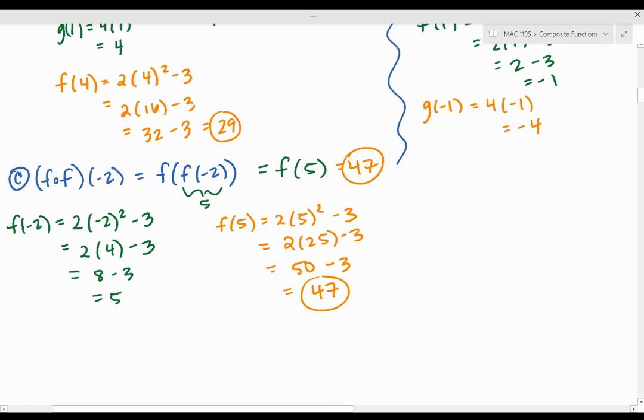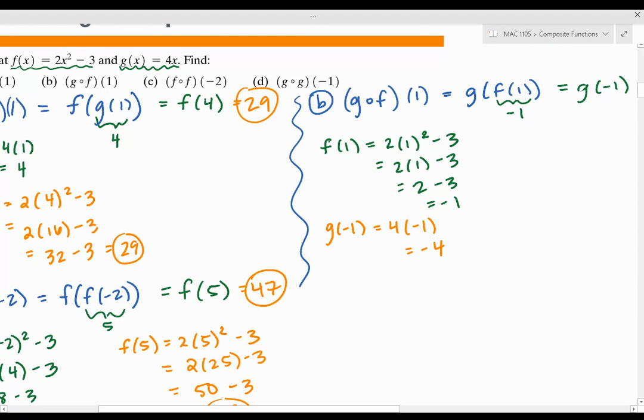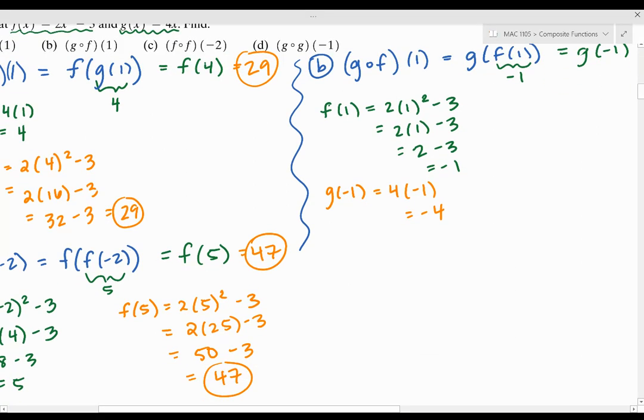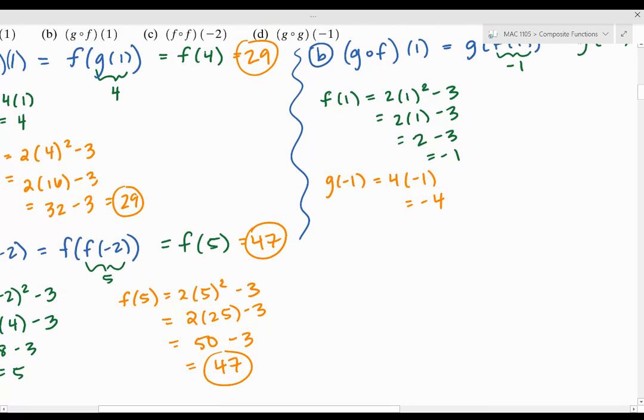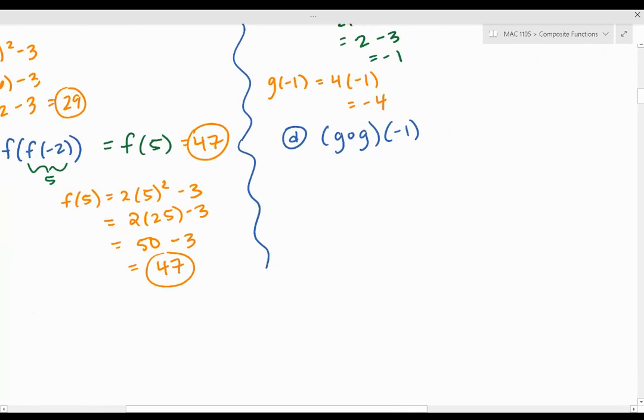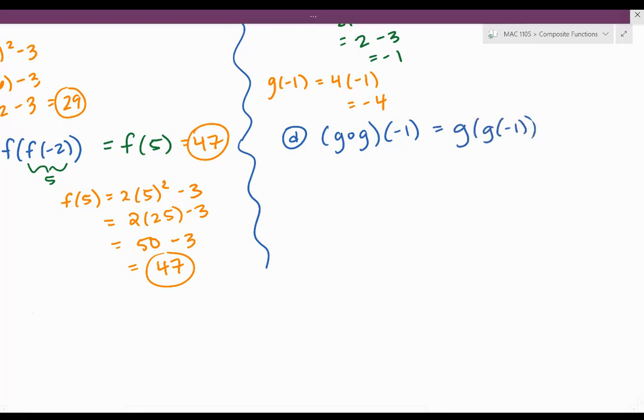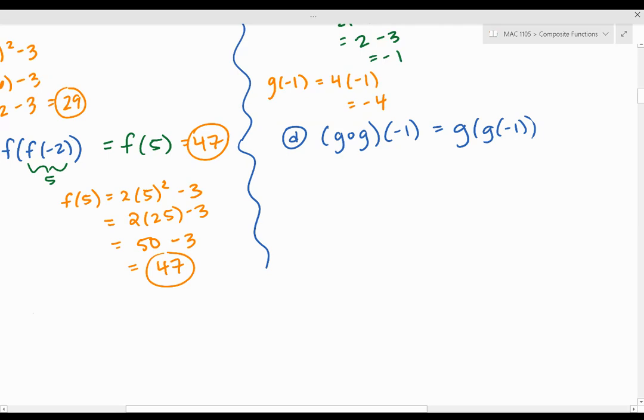All right, and then let's try the last one. If you guys want to try it by yourself, you can pause the video here and try it and then see if you get the same answer as me. So we have D. D wants us to compose g inside of itself. I'm going to write it the longhand way: g of g of negative 1. Once again, I'm going to work from the inside out, so I'm going to do g of negative 1 first.